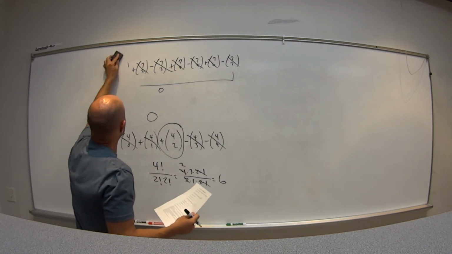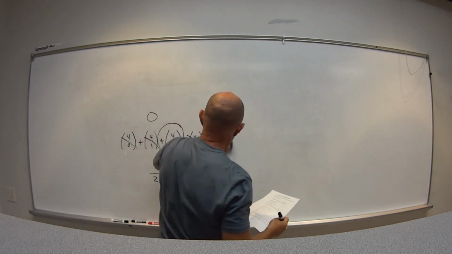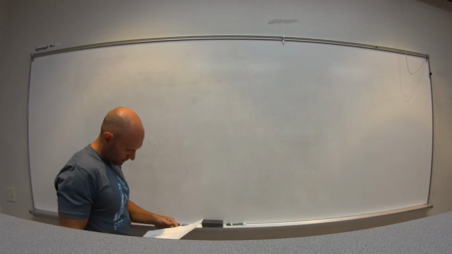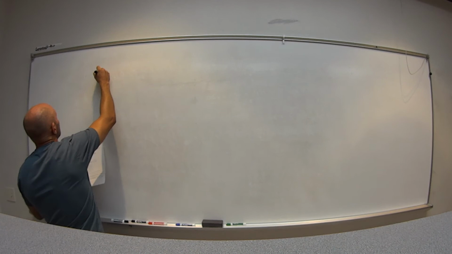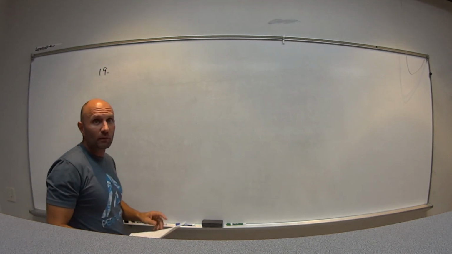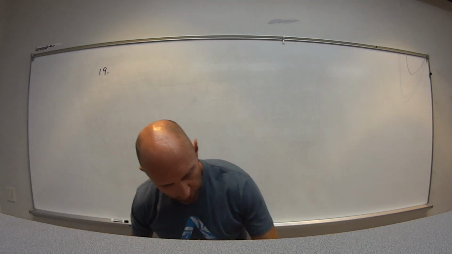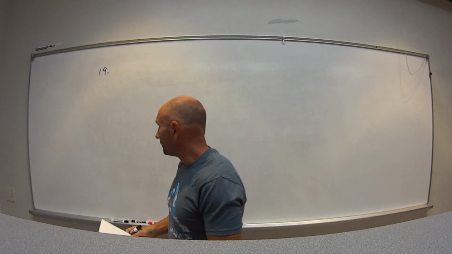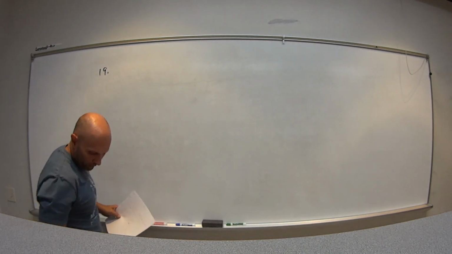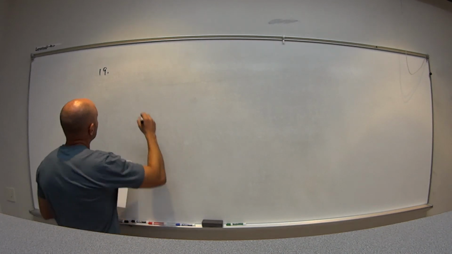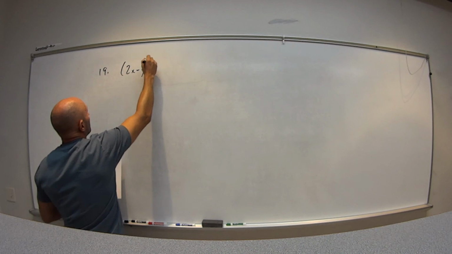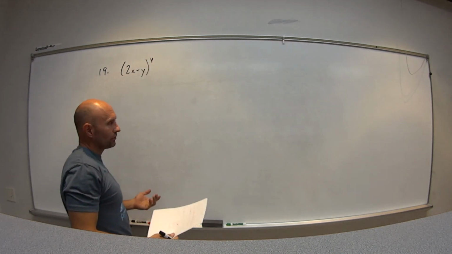Lastly, 18 and 19. And 19, so I'm kind of up against the clock here. I'm just going to maybe try to give you guys the answers here. So 19, we want to expand 2x minus y to the 4th power. And you can do this a number of ways.